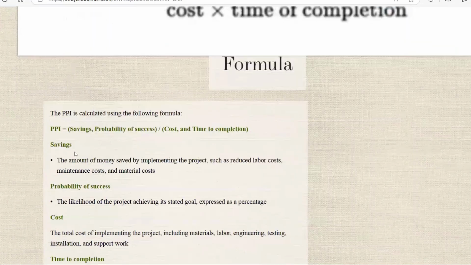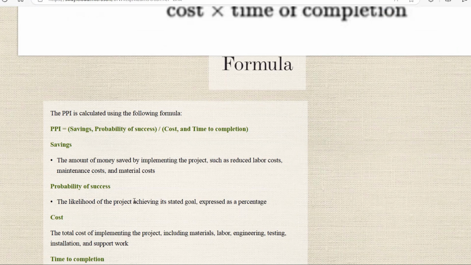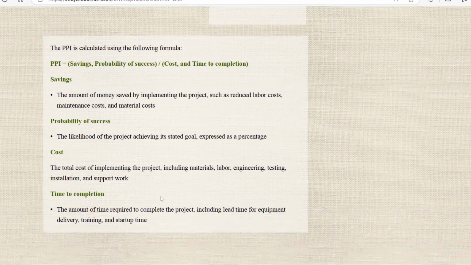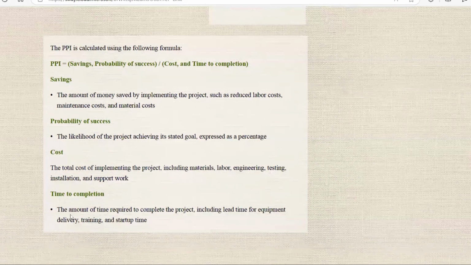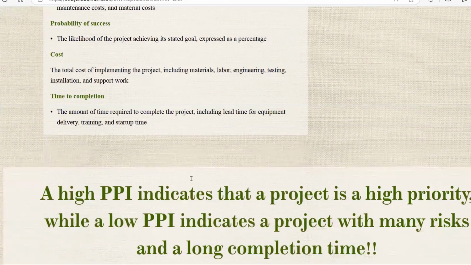We're going to talk more about the saving. There are four factors. One is the amount of money saved by implementing the project. The probability of success is the likelihood of the project achieving its stated goal, expressed as a percentage or whatever metric you have. And then cost, the total cost of implementing the project, or how much money we are going to spend on it. Time to complete is the amount of time required to complete the project.